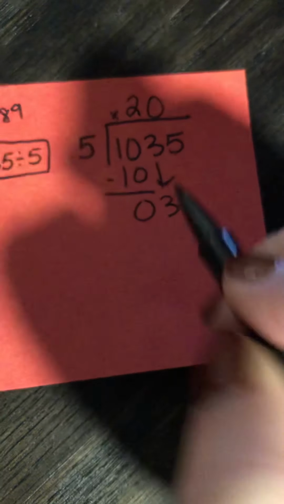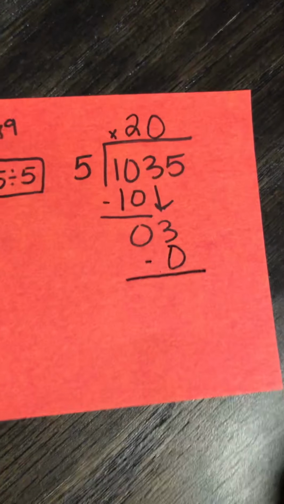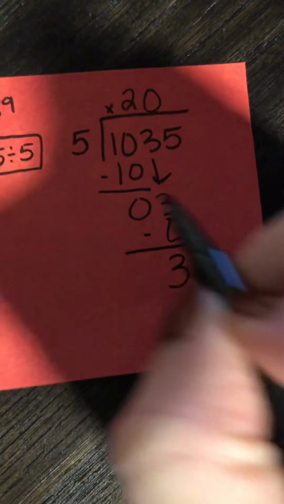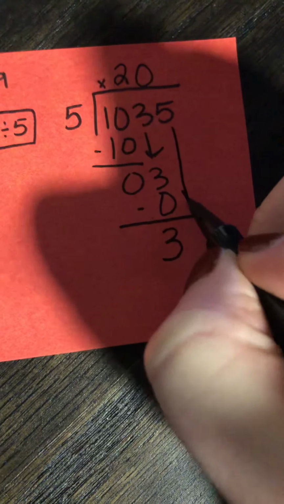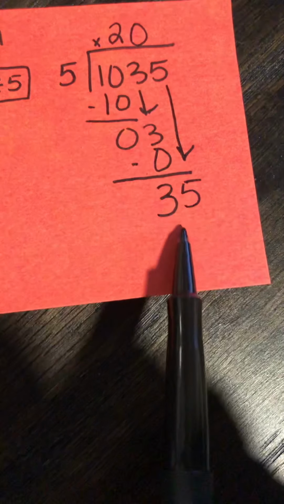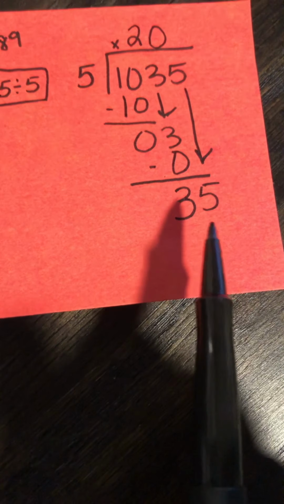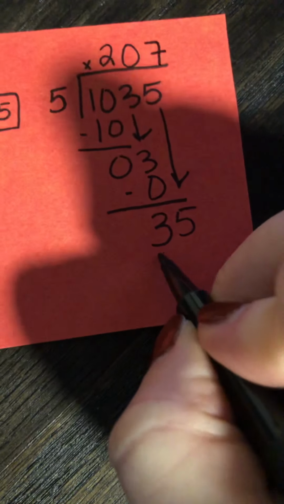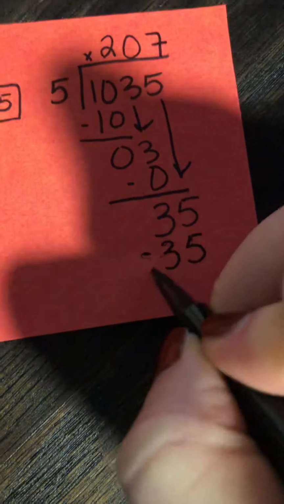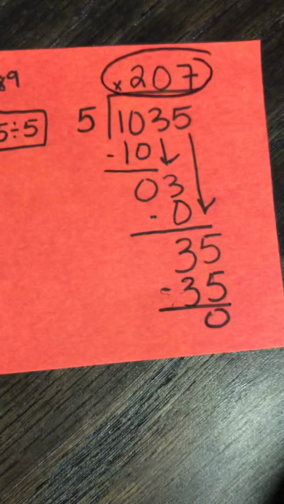So now 0 times 5 is 0. Bring my 0 down here and I subtract. 3 minus 0 is 3. That's less than this 5, so I'm good. And I bring down my 5. So now I say, how many times does 5 go into 35 without going over? You can by all means count by 5s. Those are your multiples of 5. And you will find that 7 times 5 is 35. When I subtract 35 minus 35, I get 0, which means I have no remainder, which means that my final answer is 207.